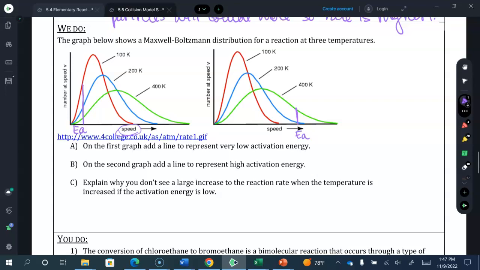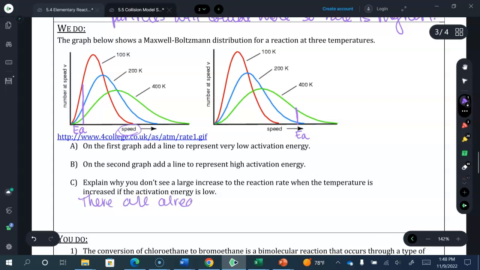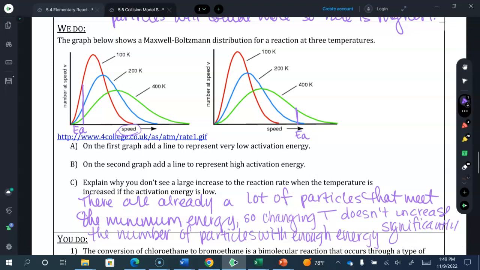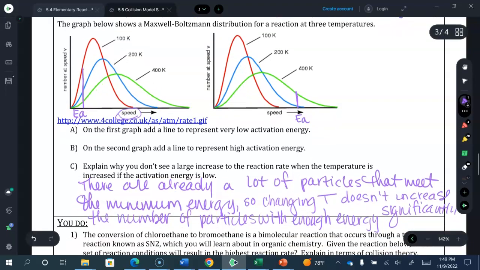However, if we looked at the last one, as we increased the temperature, we actually had some that were then able to react. So here, for the one where we have a low activation energy, we could say that there are already a lot of particles that meet the minimum. So changing T doesn't increase the number of particles with enough energy significantly, right?